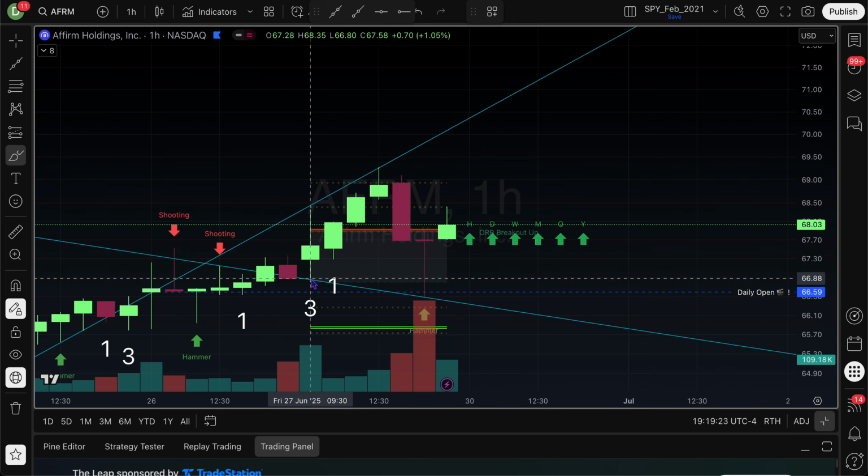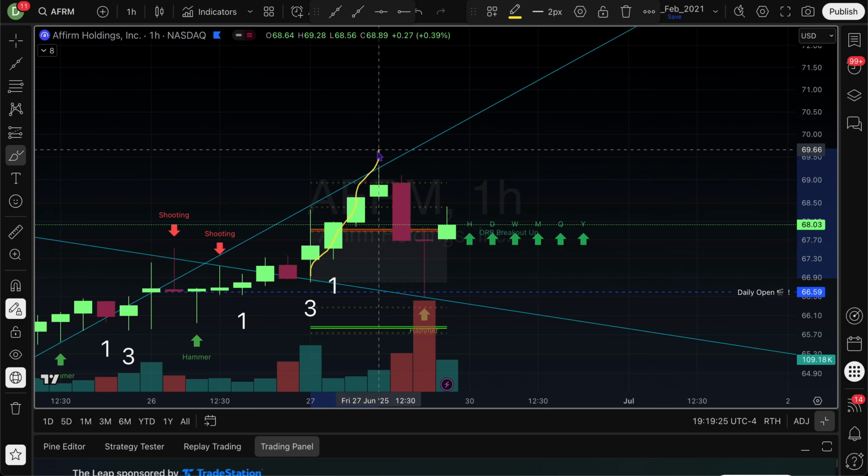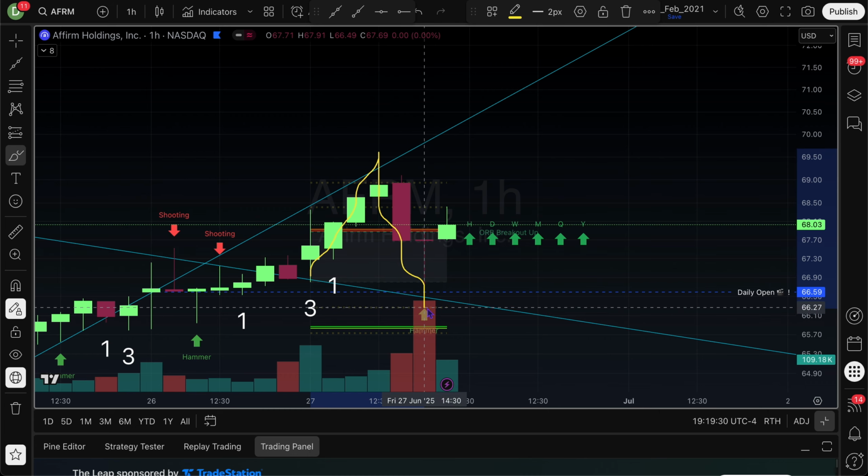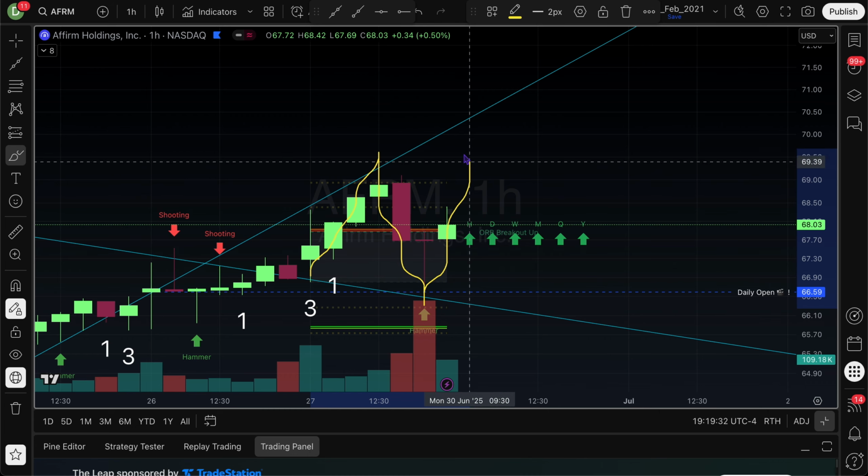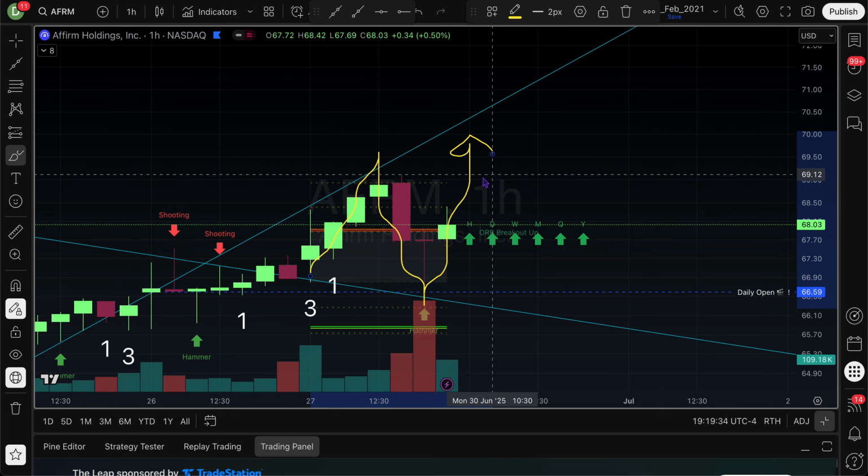So what did we do? Started here, made a higher high. What does that mean? It means that we're likely to go to the other side of the range. Made a lower low. So now what are we going to do? We're trying to make a higher high, go to the other side of the range, right?